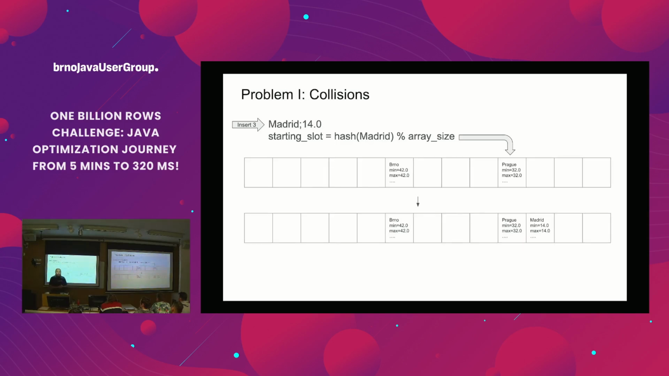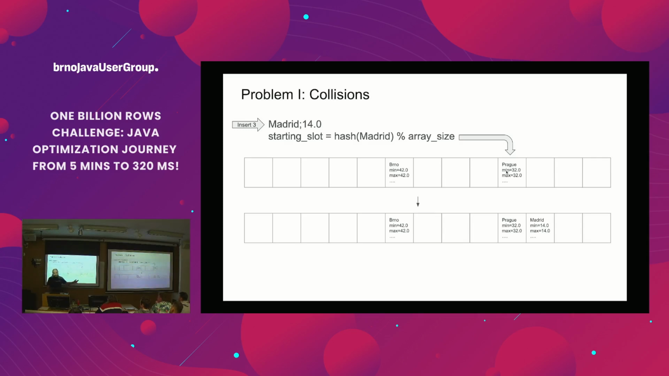Just like that. And there are some problems. First problem is collisions. So my array looks like this. I have Brno, I have Prague, I want to insert Madrid. I calculate the hash of Madrid, I do modulo, and it points to this slot. But there is already Prague.